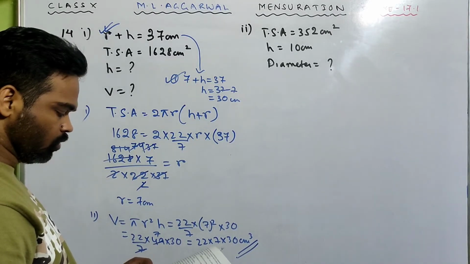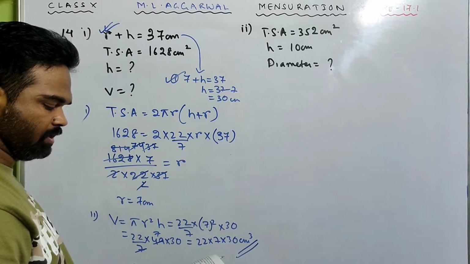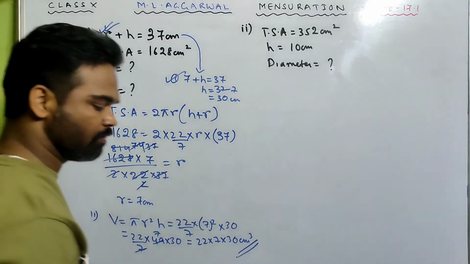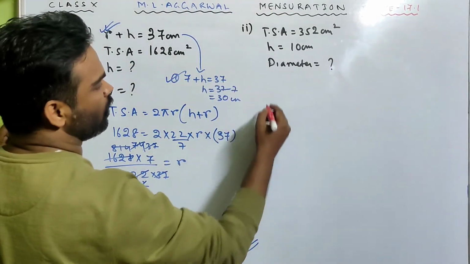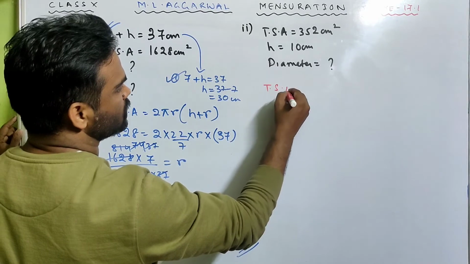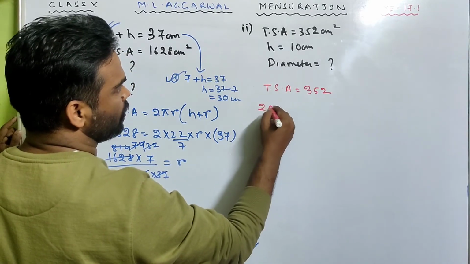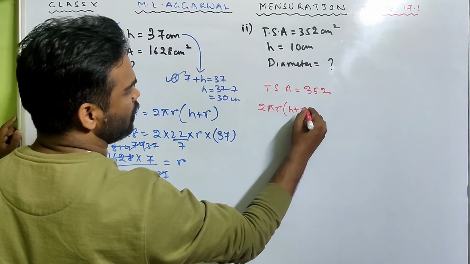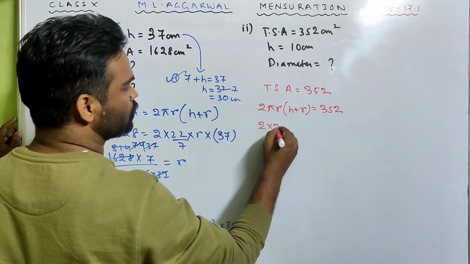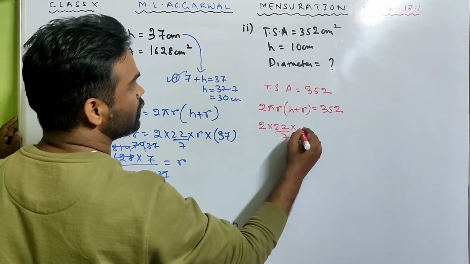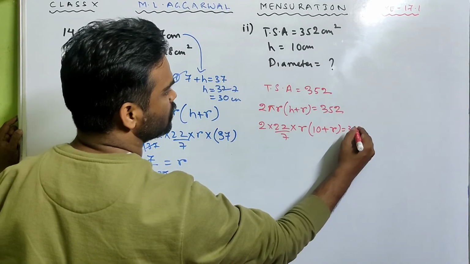Now, 14 part 2. The total surface area of a cylinder is 352 centimeter square. If the height is 10, find the diameter of the base. We just need to know the formula. TSA is given as 352. TSA is 2 pi R (H plus R). This is equal to 352. Substitute the value. 2 into 22 by 7 into R we don't know, 10 plus R is equal to 352.